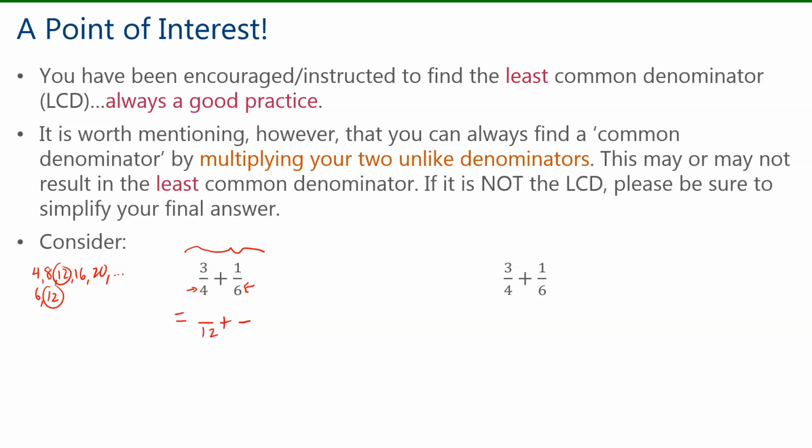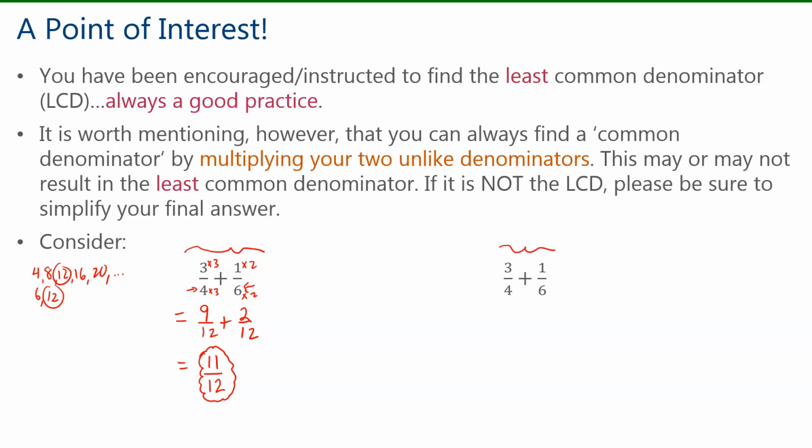So I'm going to write two equivalent fractions, one for 3/4 and one for 1/6, and these will now have a denominator of 12. Well, 4 times 3 gives me 12. 3 times 3 is 9. 6 times 2 gives me 12. 1 times 2 gives me 2. Denominator is the same. Copy it down. Add the numerators. 9 plus 2 is 11. And our answer is in simplest form.